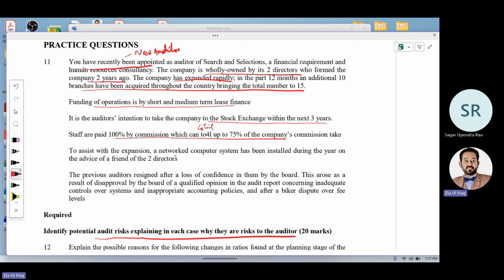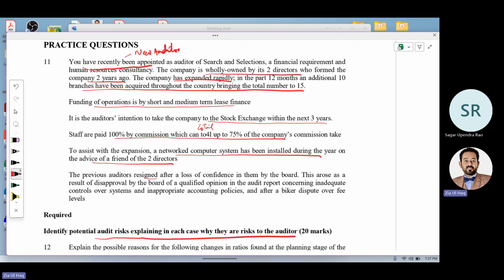To assist with the expansion, a networked computer system has been installed during the year on the advice of a friend of 2 directors. So the company has a newly installed IT system. Due to early stage control weaknesses, chances of error in financial statements, we can write inherent risk. Or due to early stage control weaknesses, chances that a misstatement may not be prevented, detected, corrected by the system, we can write under control risk. So you can either write inherent or control, not both. One issue can be written as inherent or control.